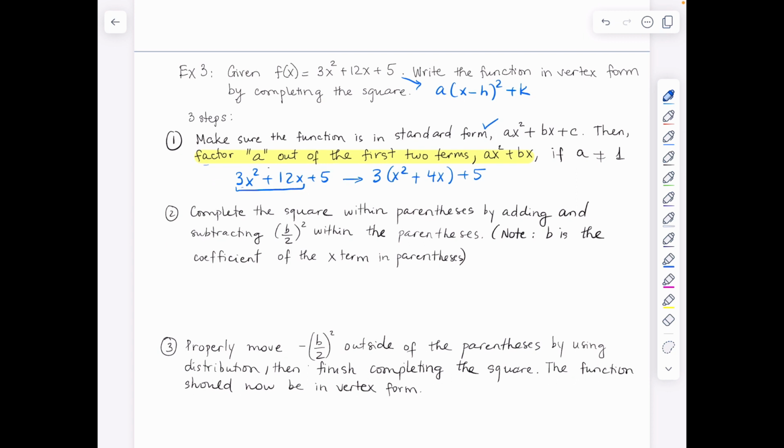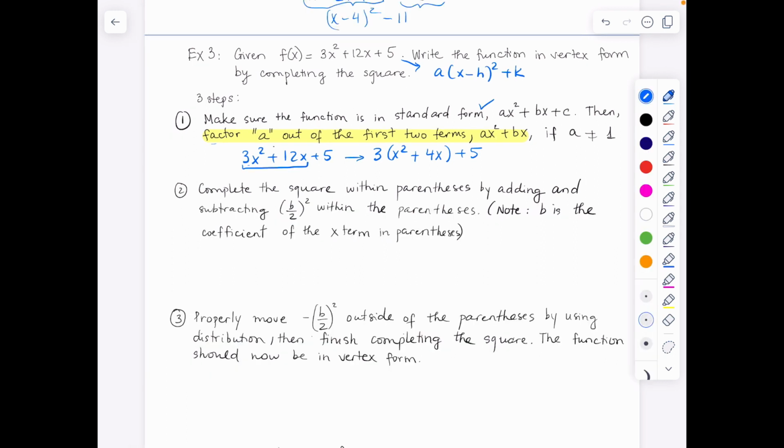Step 2, complete the square within the parentheses by adding and subtracting b over 2 squared within the parentheses. So let's first rewrite the function. And within the parentheses, I need to figure out what I need to add and minus at the same time. So I'm not changing the value of that expression. So we're going to do x squared plus 4x. And to figure out the constant, we're going to do b over 2 squared.